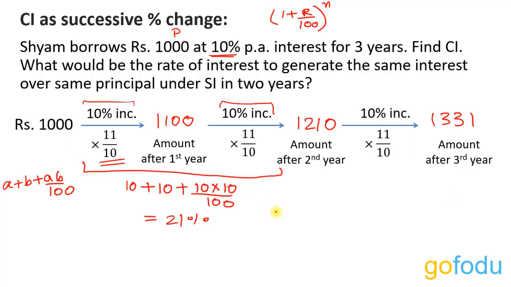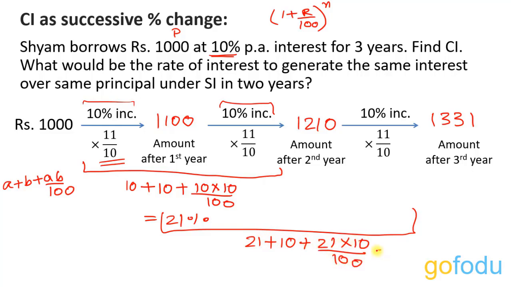Okay. We have to find the overall equivalent percentage change. So for 3 years, the net increment would be 21% and then 10% increment. Overall net increment would be 21 plus 10 plus 21 into 10 upon 100. That would be 33.1%. This is the net increment over 3 years. So compound interest at a 10% rate for 3 years will simply get you a net increment of 33.1% overall.